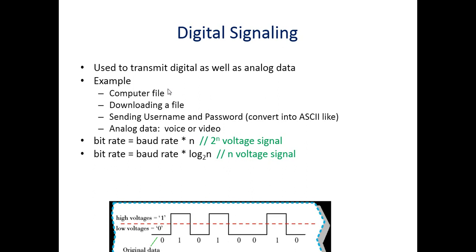One example of digital signaling is that if you have some data in your computer in a file, then whatever data is in the computer is stored in the form of 1 and 0. So that is digital data transferred using digital signaling. Downloading a file or data from a server, the data available on the server is in the form of 1 and 0. So if you want to download it, then digital data is transmitted using digital signaling.